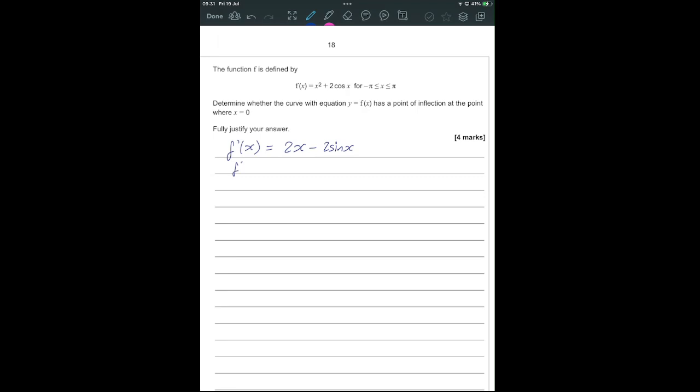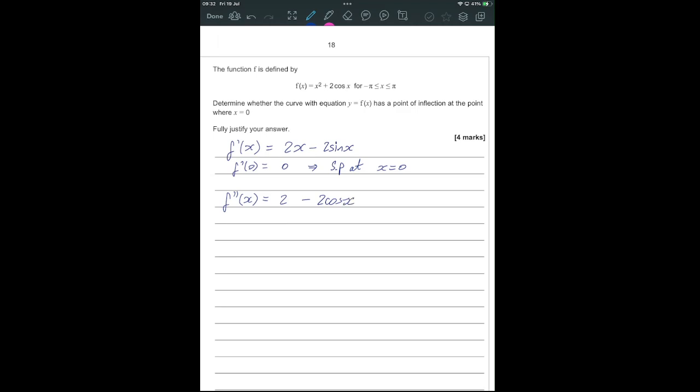And then if we do f dashed of 0, we do indeed get 0, which means we do have a stationary point at x equals 0. Well, that doesn't actually tell us anything at all. The point of inflection doesn't have to be a stationary point. But what we do now need is the second derivative. The second derivative is 2 minus 2 cos x.